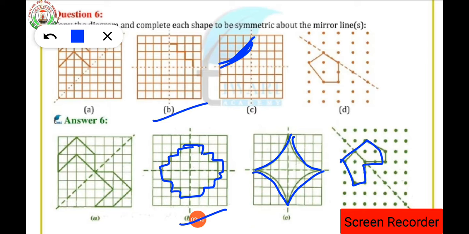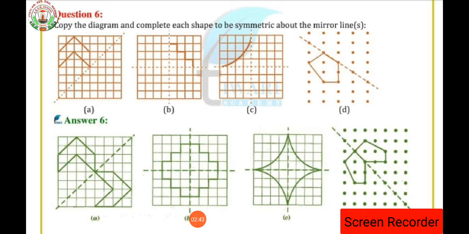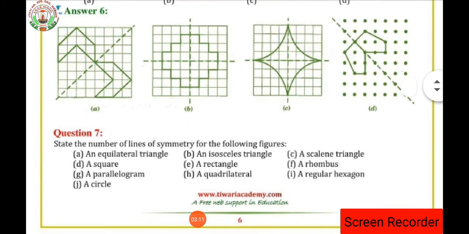So have you understood how to draw the diagram for this? In the book itself, wherever the question is given, in that question only you have to draw this diagram for question number 6. Have you understood what you have to do? Student, this is an incomplete diagram. We have to complete it. So complete each shape to be symmetric about the mirror line. So this is the answer for question number 6. Have you understood, everyone? So next question we are going to see.